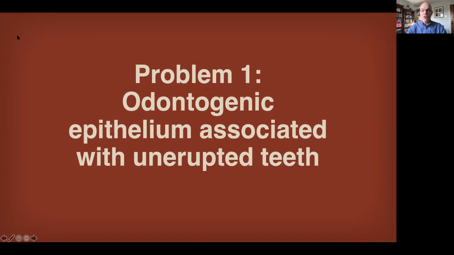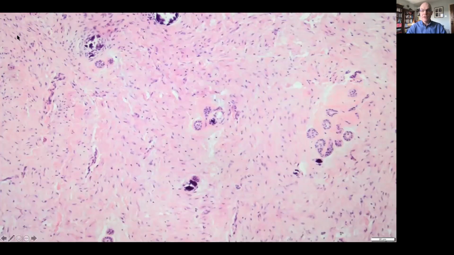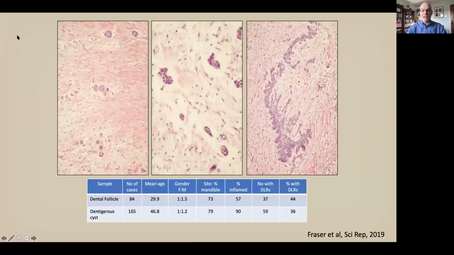The first of these is, what happens when we find the odontogenic epithelium associated with the tissues surrounding an unerupted tooth? And this is the sort of picture that you may see, fibrous connective tissue with scattered odontogenic rests, and as in this case, there are areas of calcification. These dental lamina rests are common. They are widespread throughout the tissues surrounding unerupted teeth.